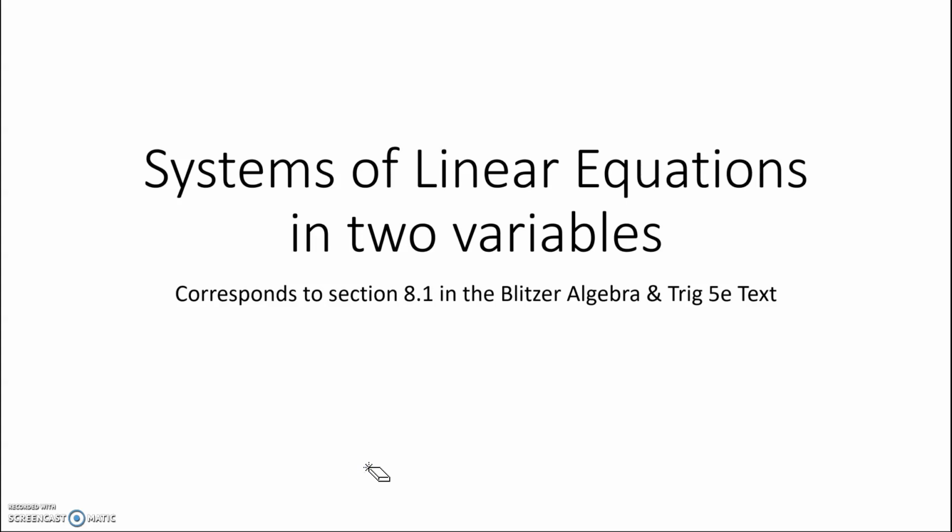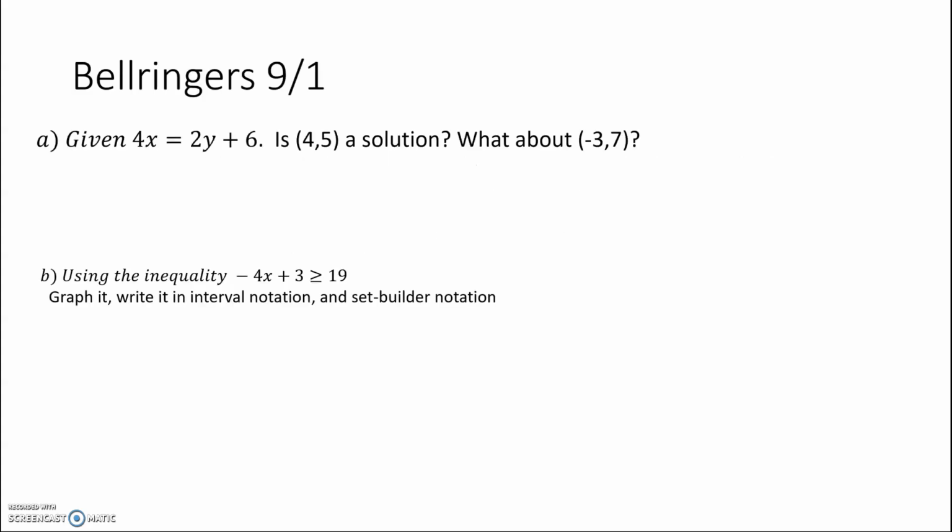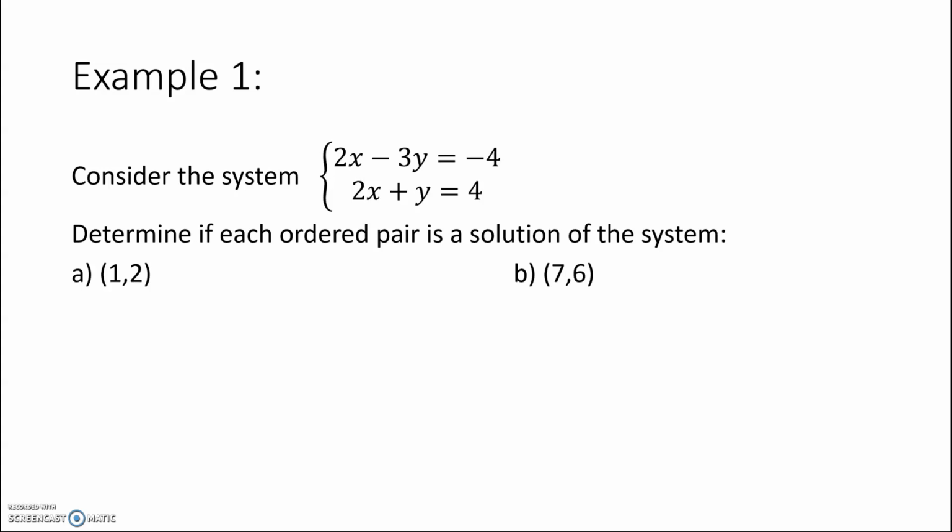Hey guys, we're going to do section 8.1, solving systems of linear equations with two variables. Alright, so the first one is determine if each ordered pair is a solution. So if this is a solution, it should work in both of the equations. So let's try 1, 2.